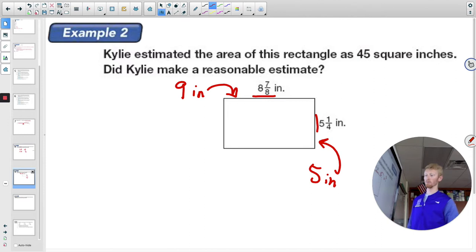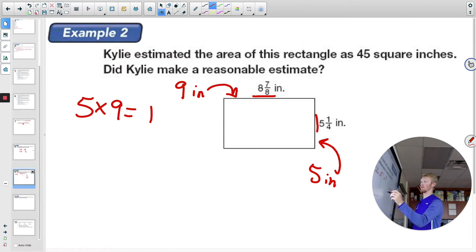5 times 9 gives me 45 square inches. So is this estimate reasonable? Yes, it is reasonable.